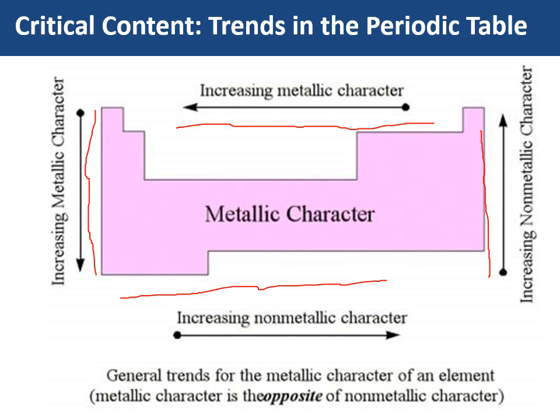Ibig sabihin lang yan na kasi ang ating mga metals ay matatagpuan natin dito sa gawing kaliwa at dito sa gitna ng ating periodic table, 'di ba? Kaya ganon. Yung mga non-metals ay matatagpuan sa kanang bahagi ng ating periodic table. Maliwanag ba? May tanong ba dyan? Kung wala na, let us continue.